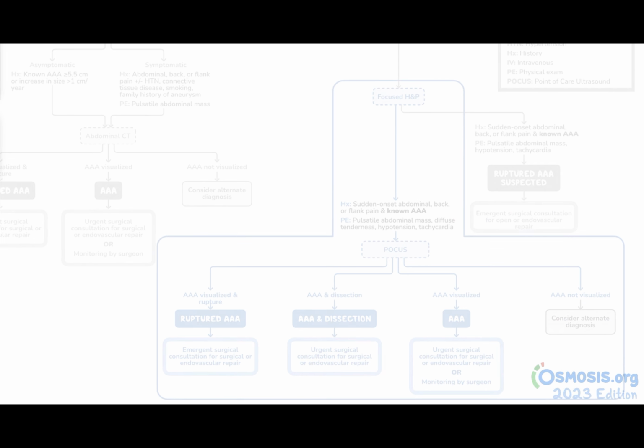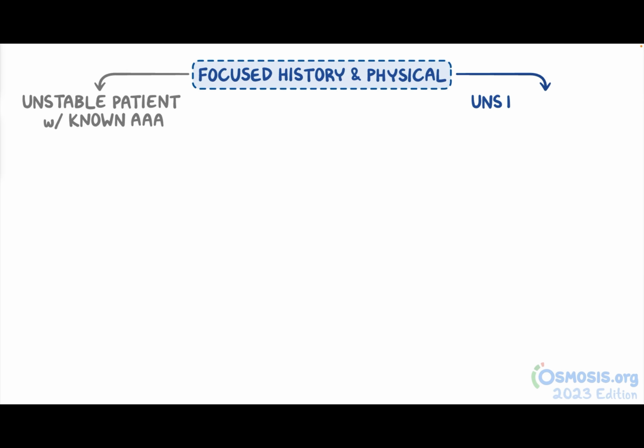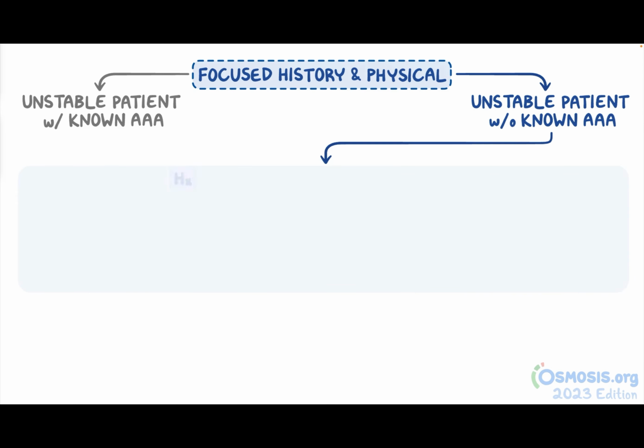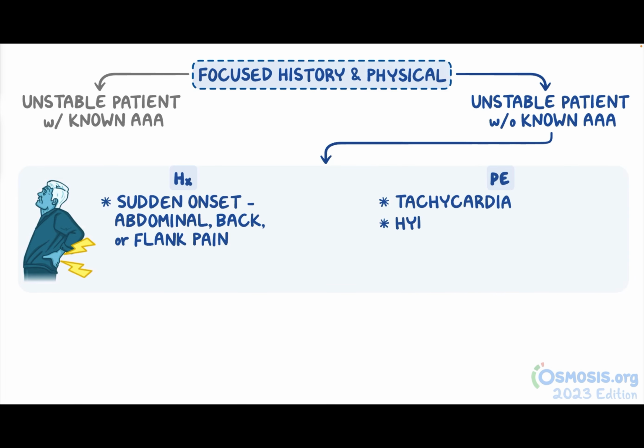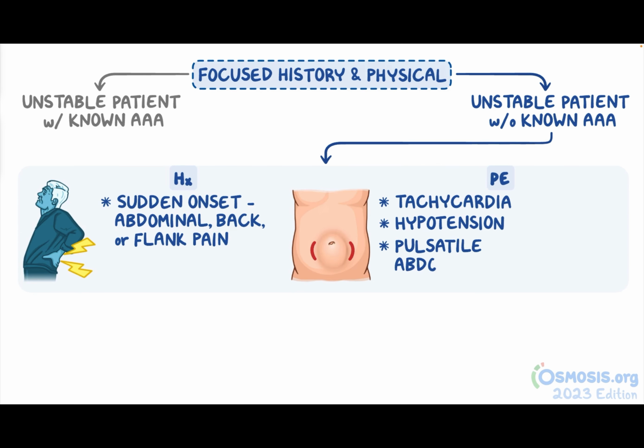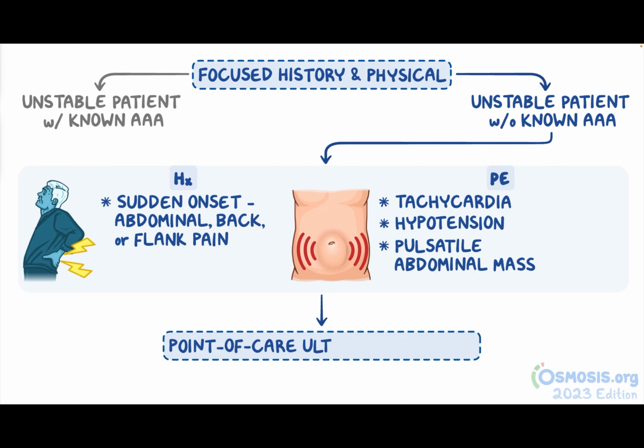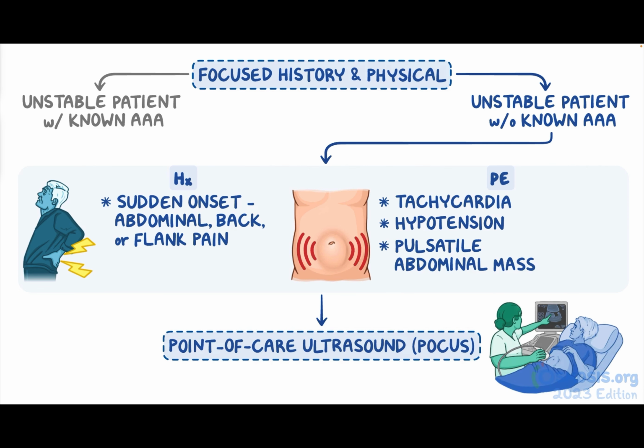All right, let's go back to history and physical and talk about unstable patients without known AAA. They might also present with a history of sudden onset abdominal, back, or flank pain and have tachycardia, hypotension, as well as pulsatile abdominal mass on exam. If so, you should perform a point-of-care ultrasound, or POCUS, to look for an aneurysm.